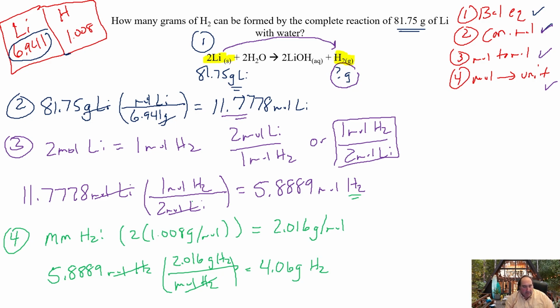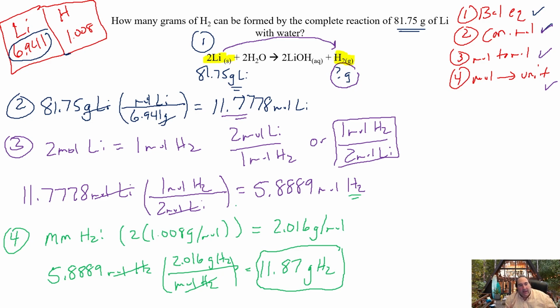And here, sorry, I think I punched the wrong number in there. I think I did. Didn't feel right to me. Let's try that again. Maybe punch the right number in would be great as well. So let's try one more time here. Take 5.8889. That would be a better number. Times 2.016. That is going to give me 11.87 grams of H2. That looks a little bit better there.